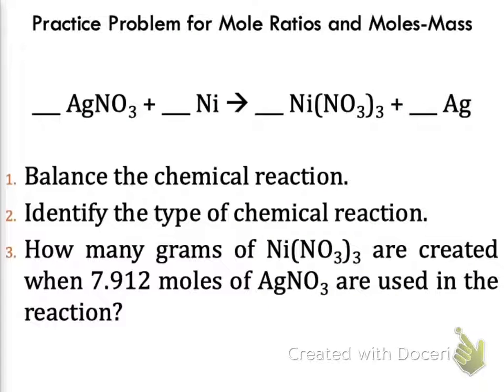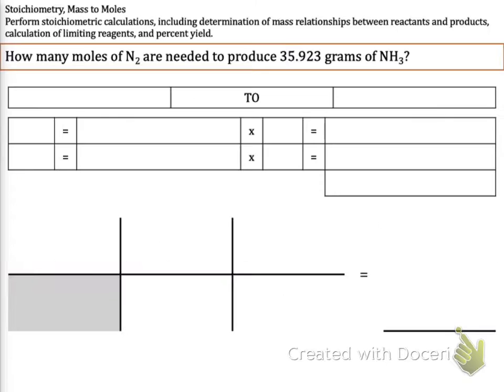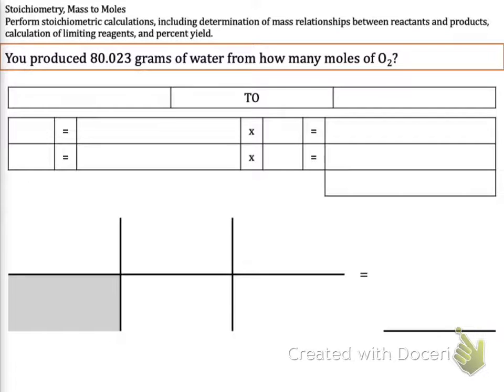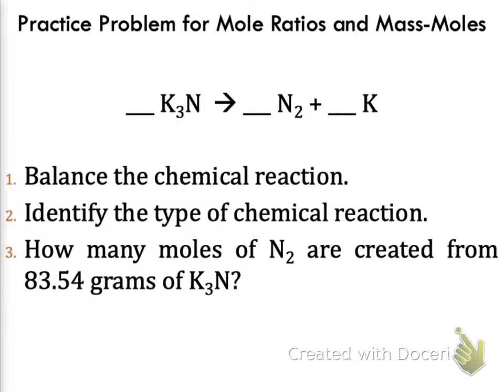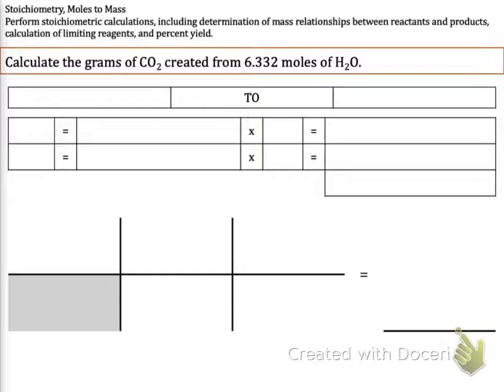So the next problem asks us to calculate the grams of CO2 created from 6.332 moles of H2O. Let's go back to our balanced equation from earlier in the notes where we had 1 C3H8 plus 5 O2 yields 3 CO2 and 1 H2O.